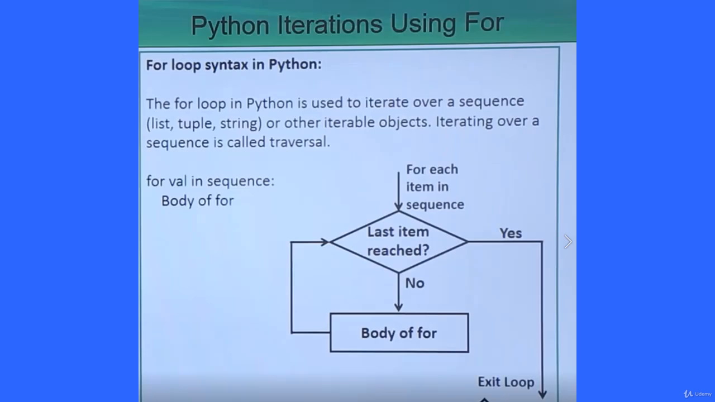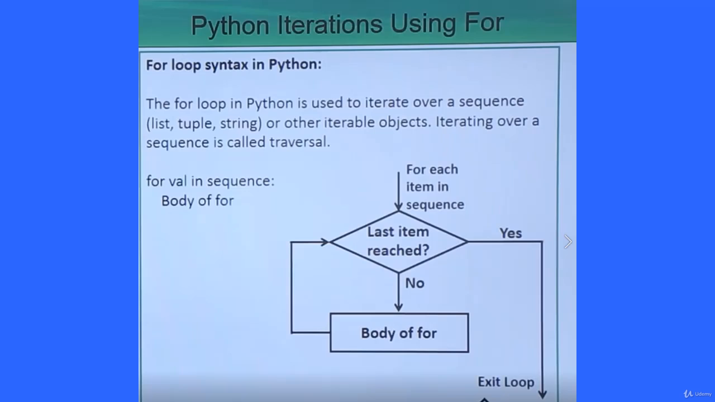So, for val in sequence. Don't forget to give this colon here, and if you give this colon, then automatically the next line will have some indent. So, body of for. You can write multiple statements, but with the same indentation. So here is a flowchart.